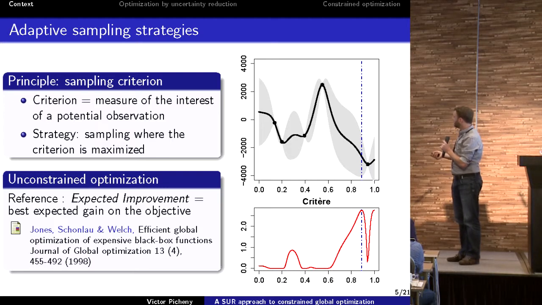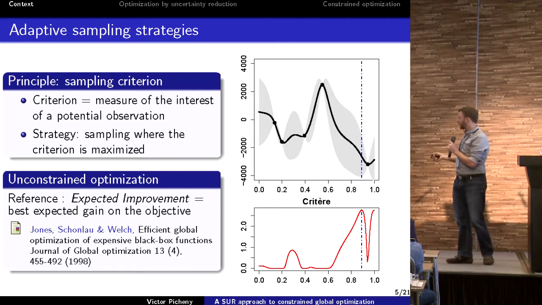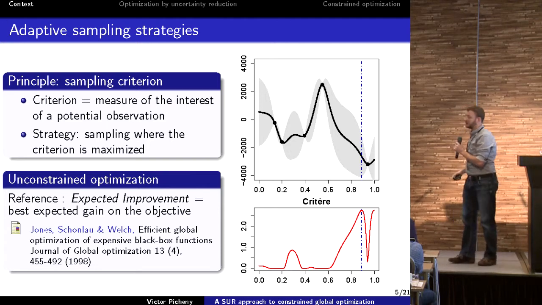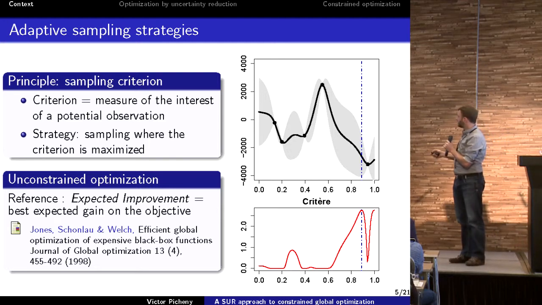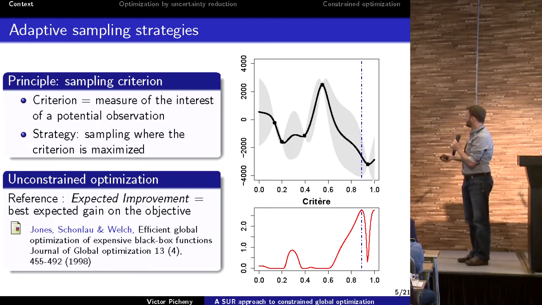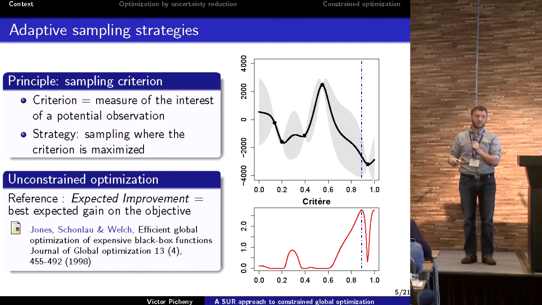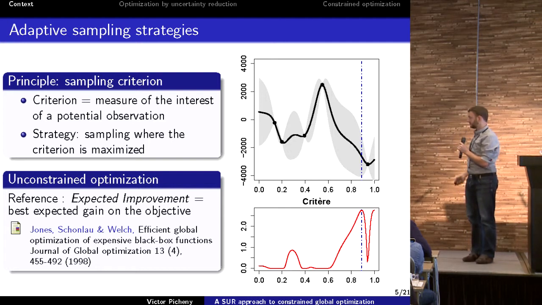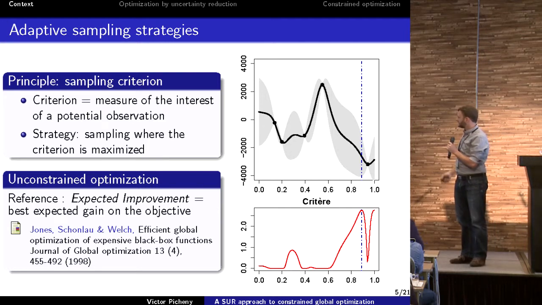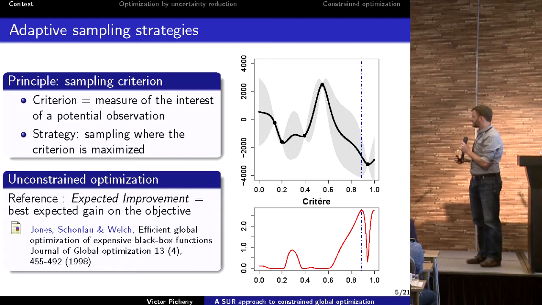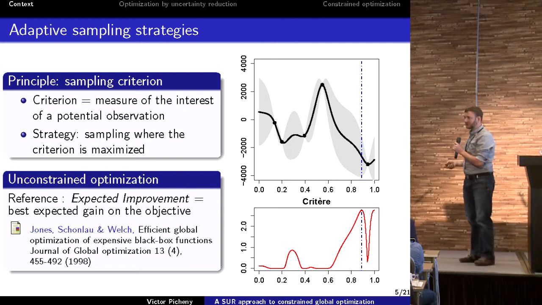This is what I pictured here. You have your metamodel, you want to minimize an unknown function, you have a small sample, and you build a criterion in red that tells you the interest of sampling in areas. Here we want to minimize, so we have an interesting region, and especially two very interesting regions where the maximum is here. So what you're going to do is sample at this point, run your computer model for 1 hour, update your model, and do it again and again until convergence or budget exhaustion. In computer experiments, the state of the art is called the expected improvement. You just use your metamodel to find where you can get the best expected gain on the objective, where you're likely to lower your observations sequentially.